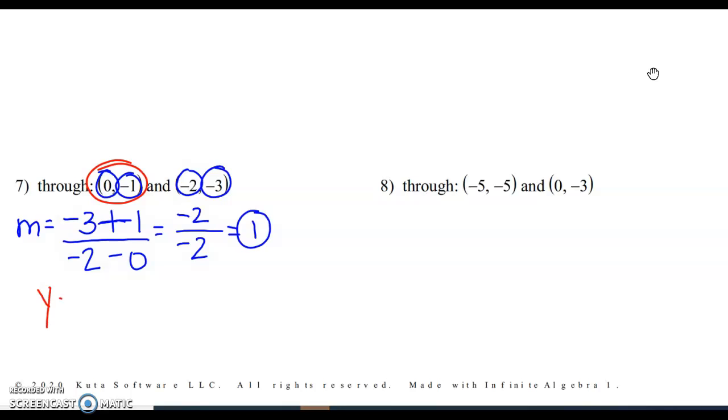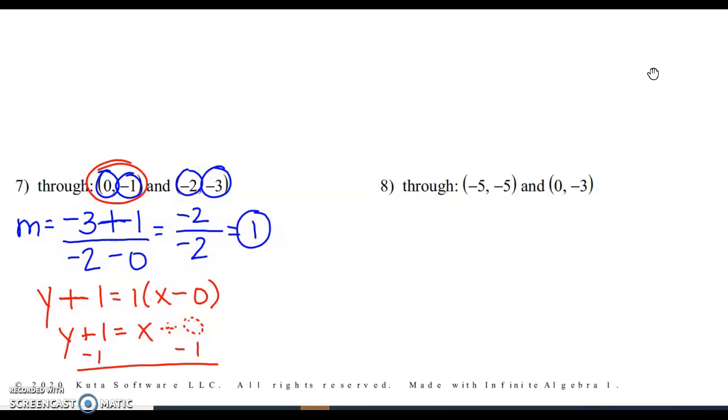So I have y minus -1 is y plus 1 equals slope is 1 times x minus the x coordinate is 0. Distribute the 1, y plus 1 equals x. You can write plus or minus 0 if you want a placeholder there. To get rid of a plus 1, we subtract 1. So there's our slope-intercept form. Y equals x minus 1.